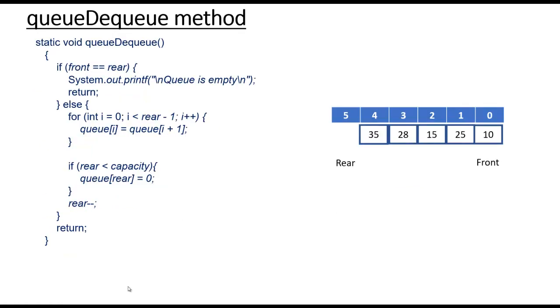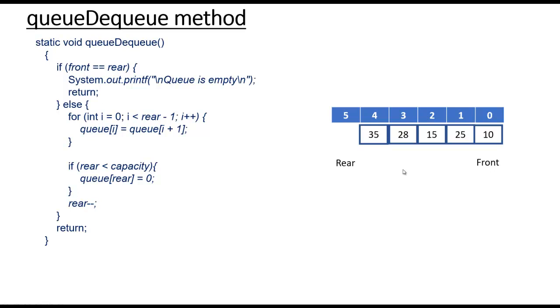Now let's see how we can create the queue dequeue method, which is the method used to delete one element from the queue. You have seen that the insertion of the element happens through the rear index, but the deletion of the element will happen through the other index, which is the front index. Again, before deleting any element from the queue, we have to see whether there is any element actually present in the queue or not, or whether the queue is empty or not.